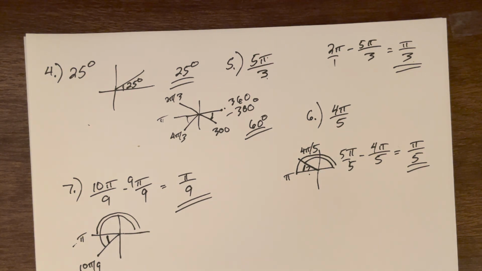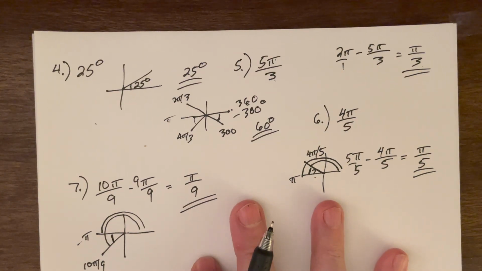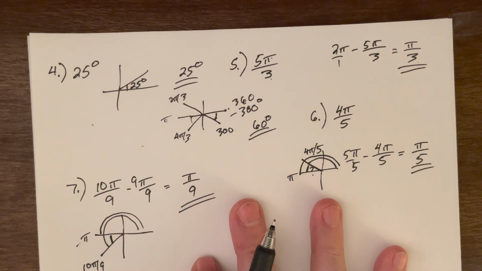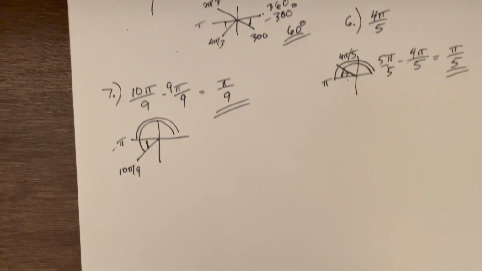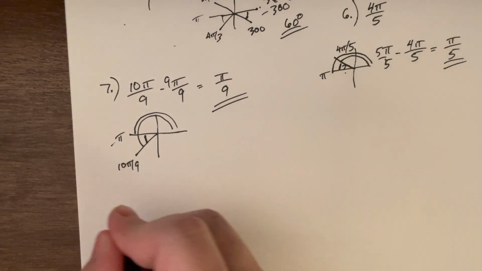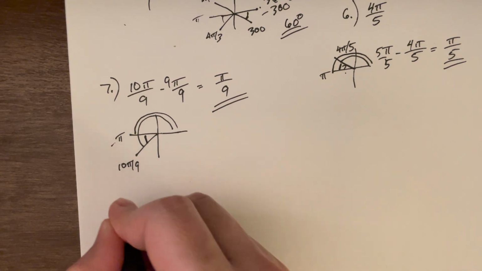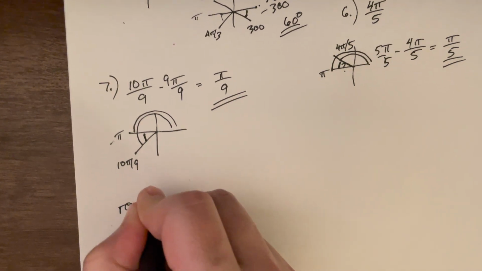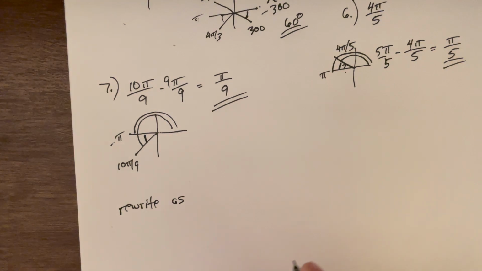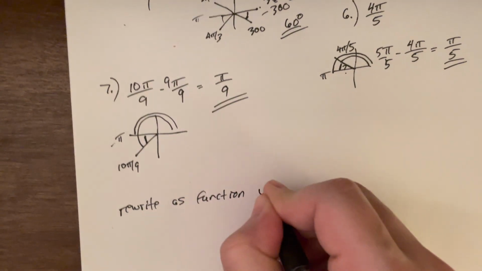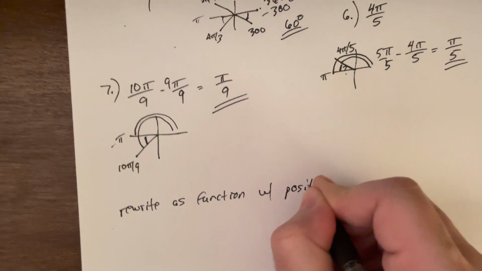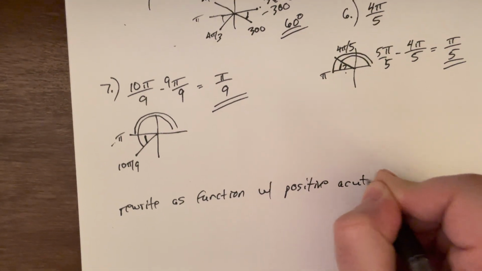Okay, so why the big deal with reference angles? Why are we spending this time doing this? Because now with the trig functions, and this is not just the final evaluation, we should be able to take any trig function and rewrite it as a function with a positive acute angle.